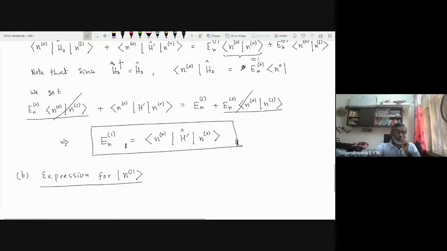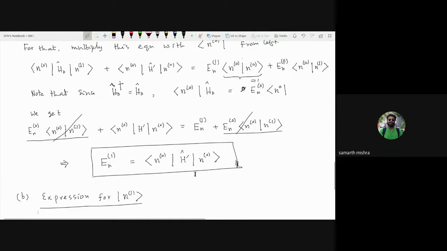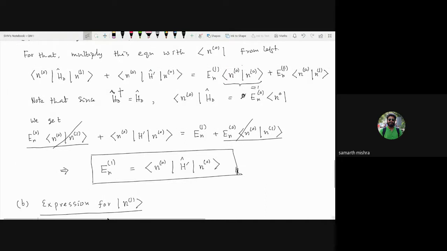Excuse me, sir. In the previous equation which we got, does it mean that the energy of first order is related to the energy of zeroth order? It's not related to the energy of the zeroth order. It is related to the expectation value of the perturbed Hamiltonian.